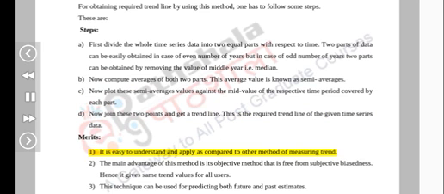Merits. 1. It is easy to understand and apply as compared to other methods of measuring trend. 2. The main advantage of this method is that it is objective, free from subjective biasedness.